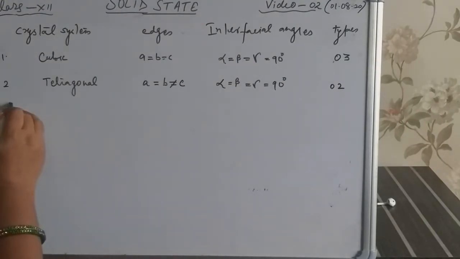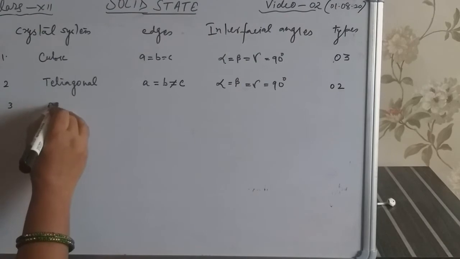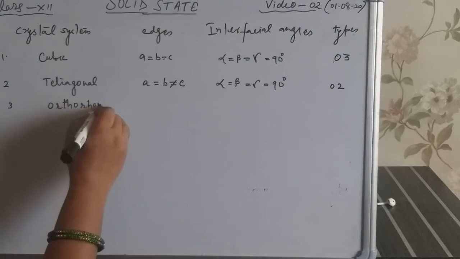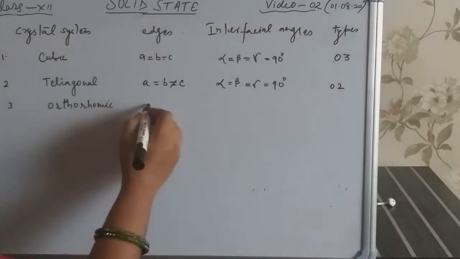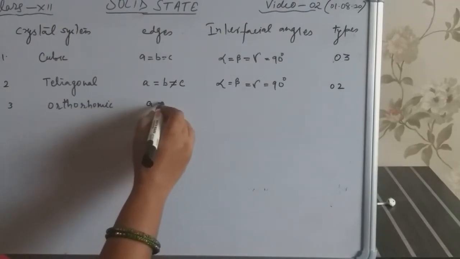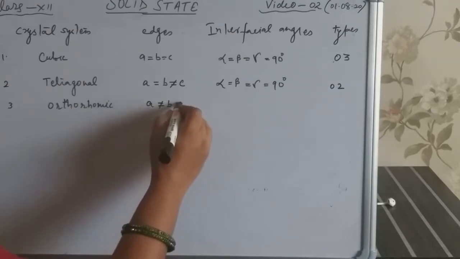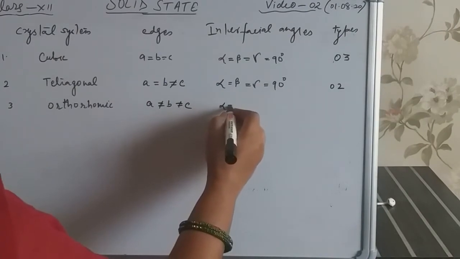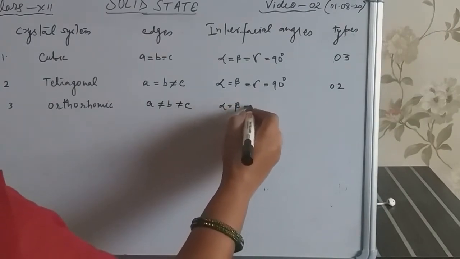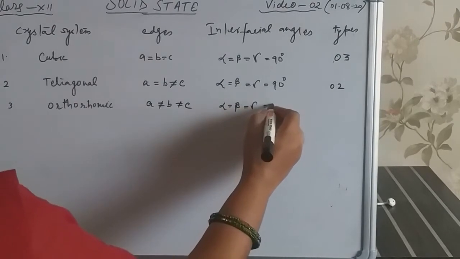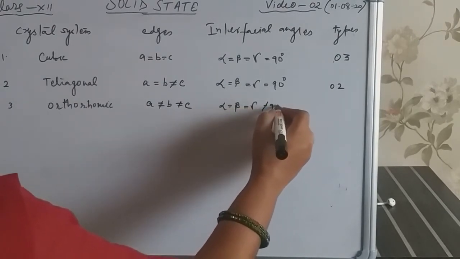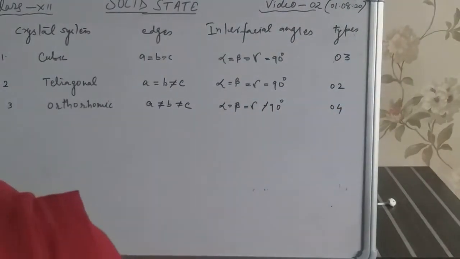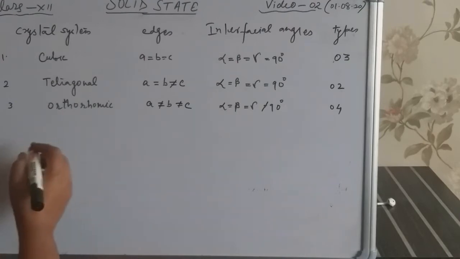The next one is orthorhombic. In the orthorhombic crystal system, a is not equal to b and b is not equal to c, but the interfacial angles alpha equals beta equals gamma equals 90 degrees, and the types of Bravais lattice are 4.